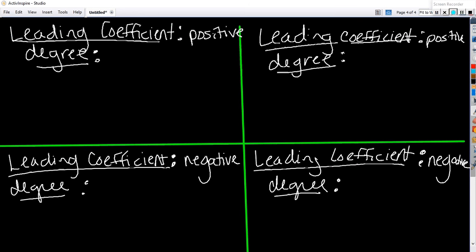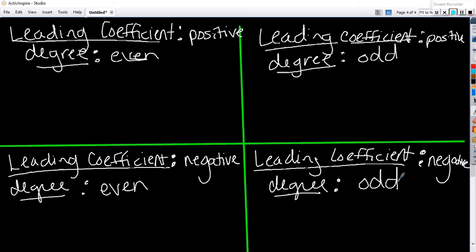Negative. And then the degree, what I want to do is look at it as if it's an even degree or an odd degree. And the reason is when we start talking about even degrees, both of the ends go the same way. And odd degrees have ends that go opposite ways. So I'm going to look at even versus odd.